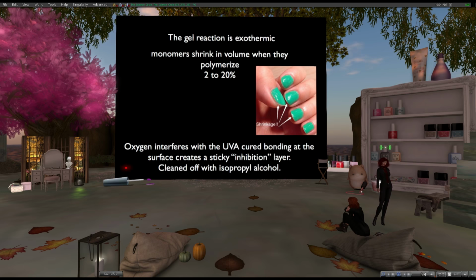And if you've ever had this done, you might notice oxygen in the air interferes with the ultraviolet cured bonding at the surface. That interference creates what's called an inhibition layer where the polymerization can't happen. When you're done with the curing, you get the sticky layer. It's like gummy sticky on the top. You have to remove that using isopropyl alcohol, and that leaves behind the beautiful, smooth, cured gel nail, which will often last for 2 weeks.